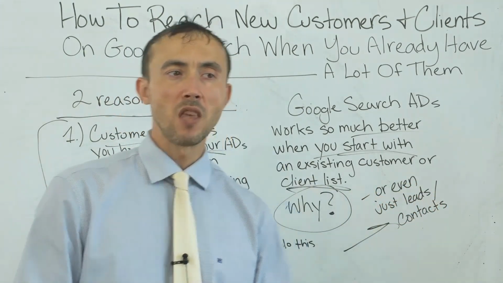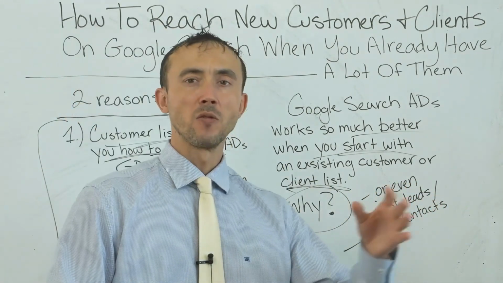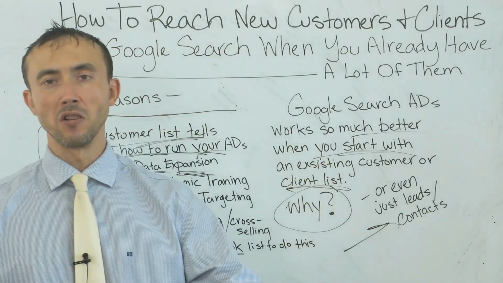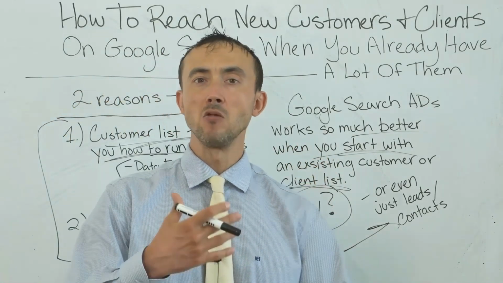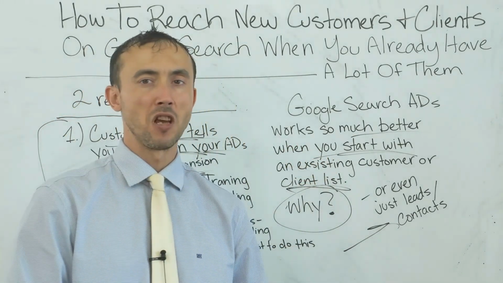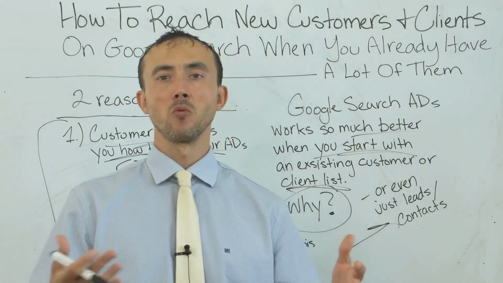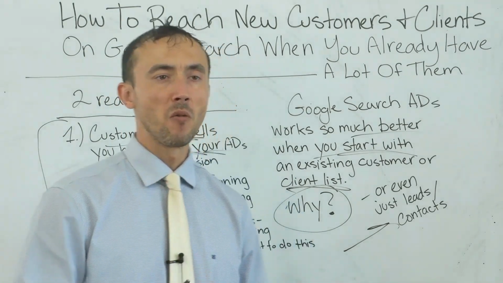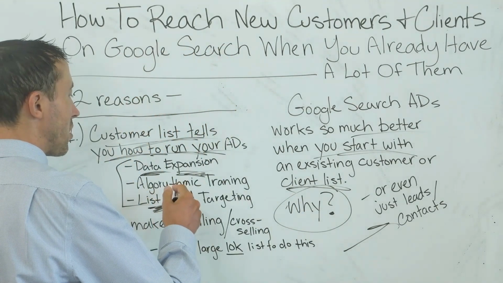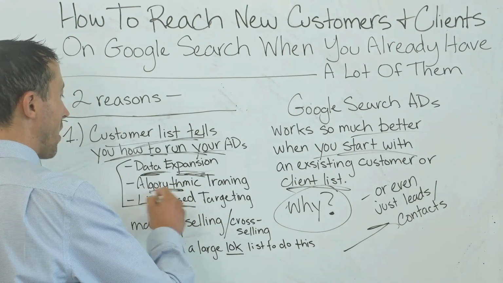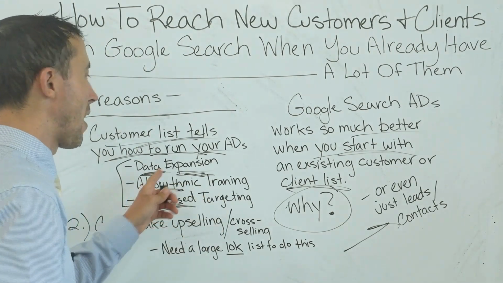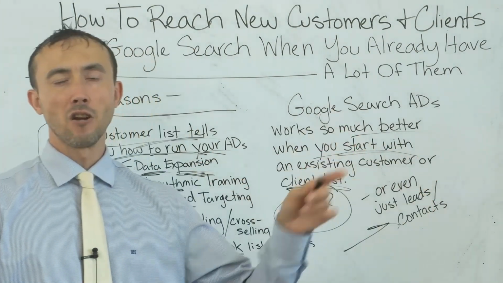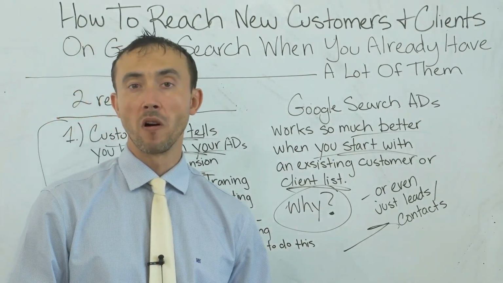That's one way you take customer data, transform it, find out more about your customers, then use it to build a list, then use the list for targeting of your search campaigns to make more money on Google search with pre-existing customers. The other way that you're going to use past customers that you've had to increase profitability out of Google search ads is through algorithmic training. This is a term you're going to hear a lot more of in the future.